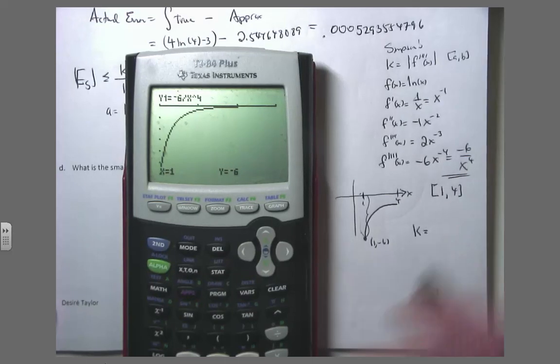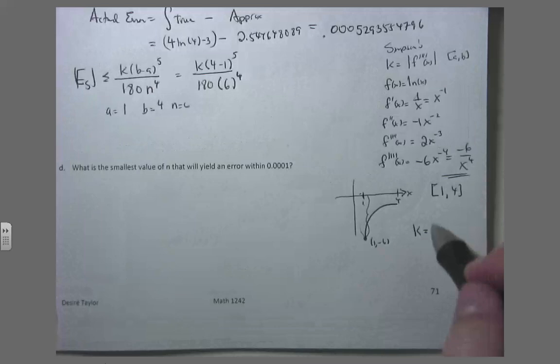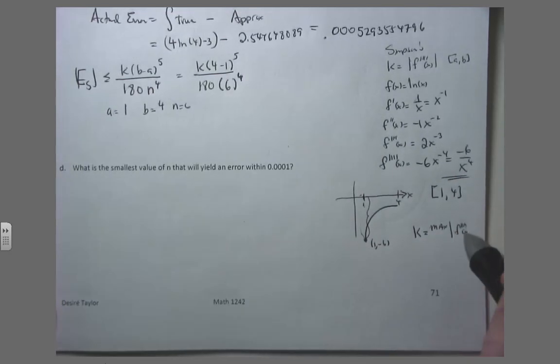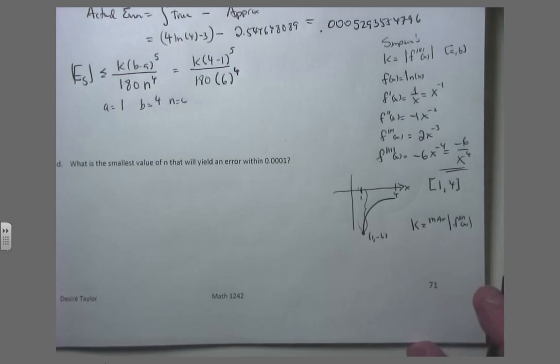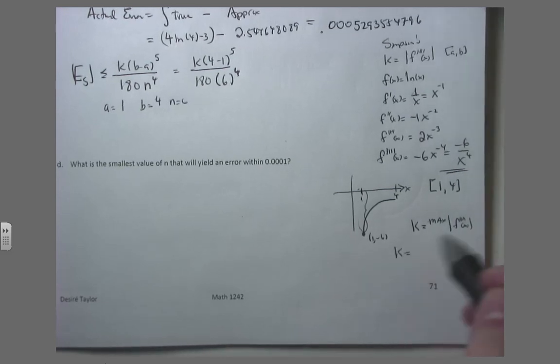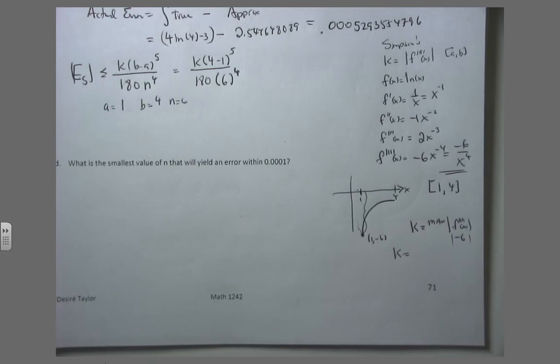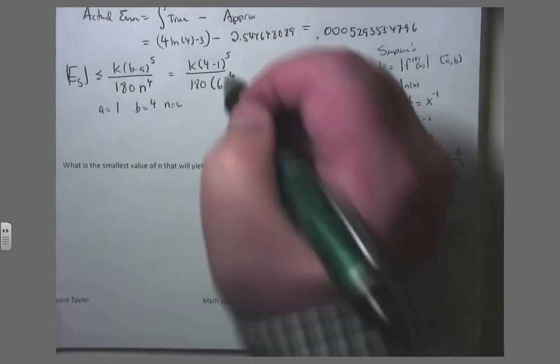So what is K equal to? Remember, K is the maximum of the absolute value of the fourth derivative. With me? So what is K equal to in this problem? My maximum value is negative 6, but you've got to take the absolute value of that. K has always got to be positive. So what's K equal to? 6. So plug it into the formula.